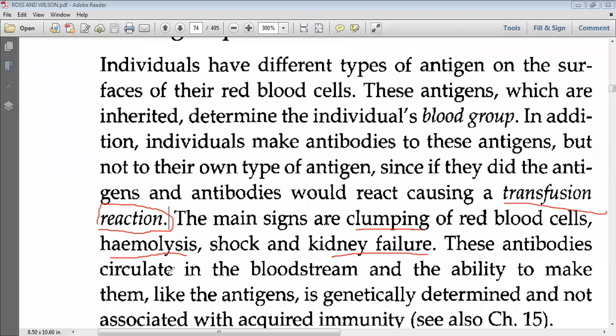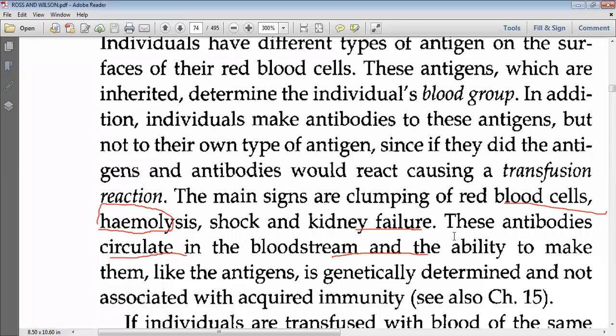So these antibodies circulate in the bloodstream, and the ability to make them, like the antigens, is genetically determined and not associated with acquired immunity. So that is one thing that we are going to see here today.